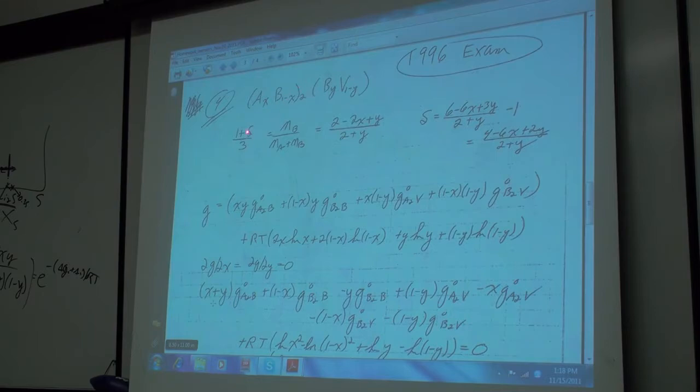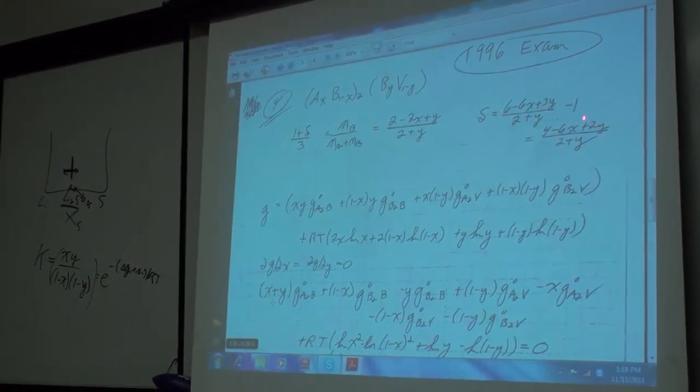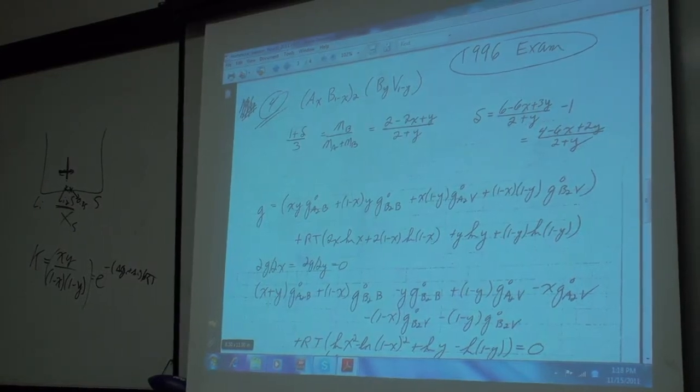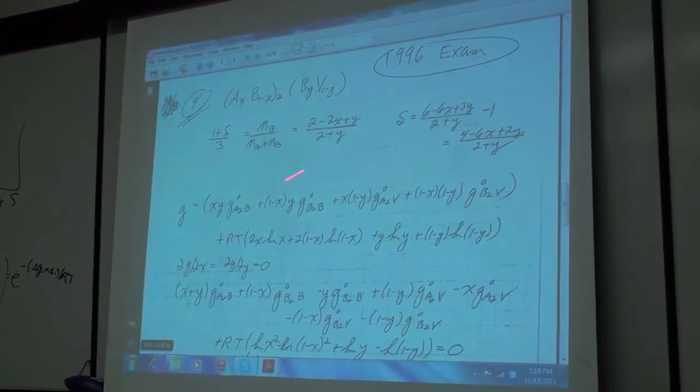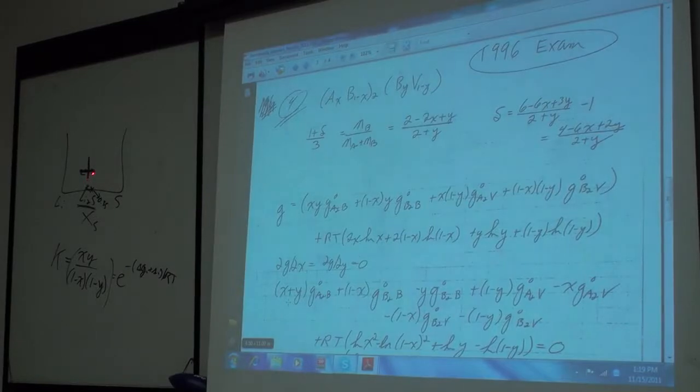Now I'm doing the mass balance. 1 plus delta over 3 is the total number of moles of B over the number of moles of A plus the number of moles of B. So delta tells you how far you are from stoichiometry. And once you've got a value of delta, this is your mass balance relationship between x and y. So that's how you would get x and y, given your overall stoichiometry.